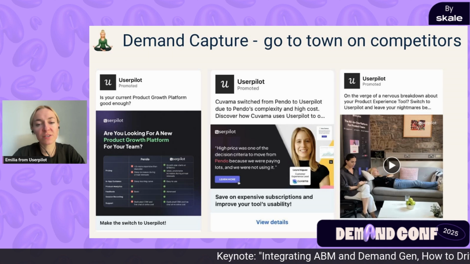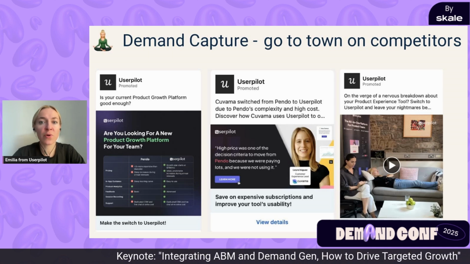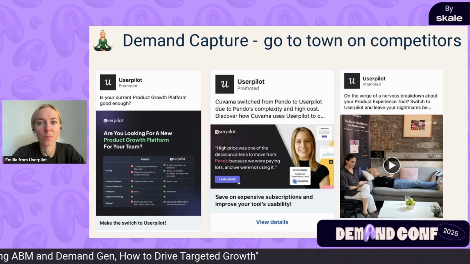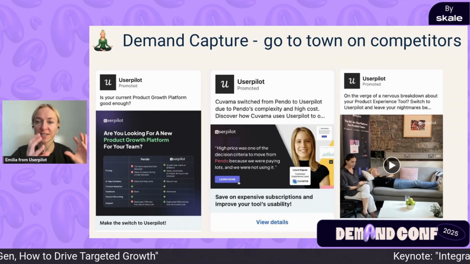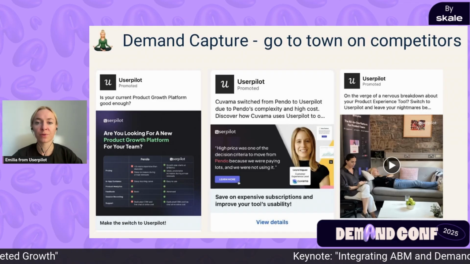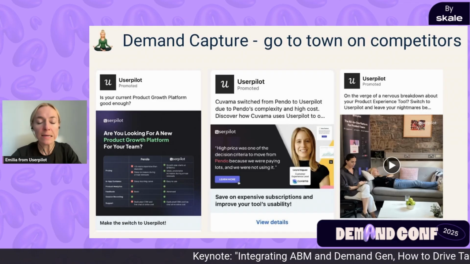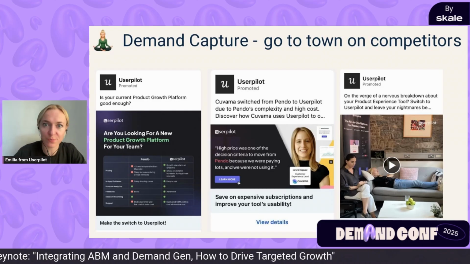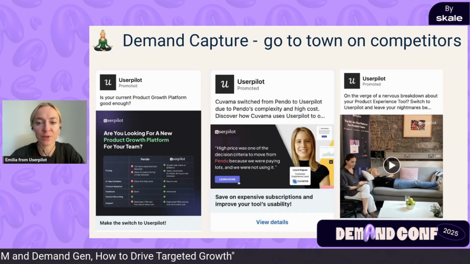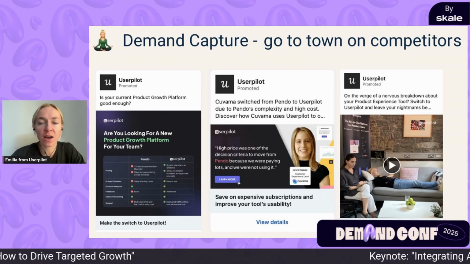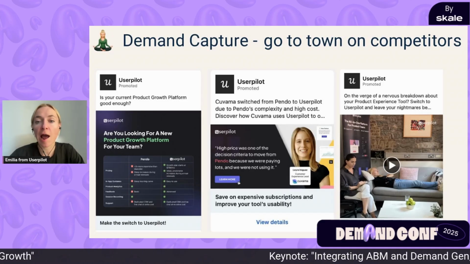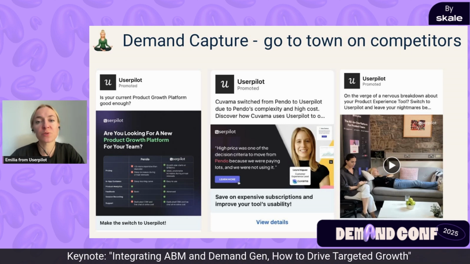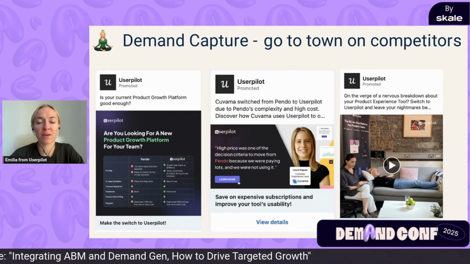And what else works for demand capture? When your accounts are already in the market, they are problem, solution, product aware, they may be using your competitors. You have identified it in the previous step. Remember, built with API in Clay, easy. You then go to town on their competitors. Of course, respectfully, you don't want to end up in a lawsuit, but basically you can highlight the differences. You can explain how your product is better than the product they're currently using, because from their engagements with your ads, it clearly seems that they're already interested.